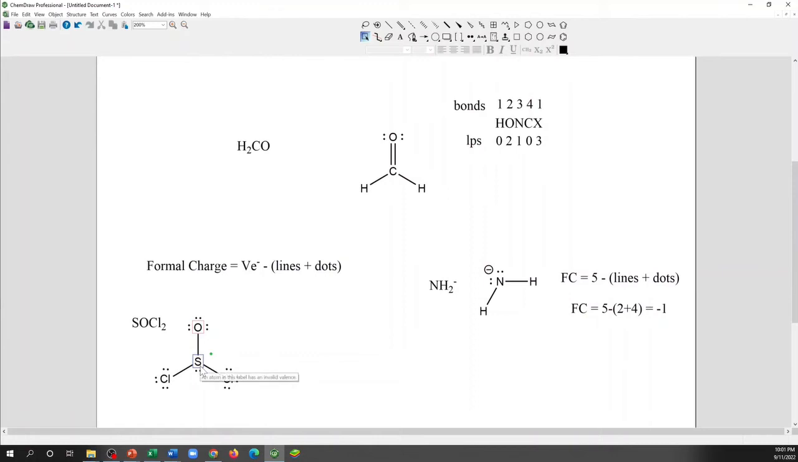Okay, sulfur has 6 valence electrons from the periodic table, and currently it has a total of 3 lines and 2 dots. So the 6 minus 5 gives me a positive 1. So I'm going to go ahead and dump a positive 1 formal charge on the sulfur, and you're actually going to see that the red box goes away. Oxygen has 6 valence electrons as well, and I have given it a total of 7 lines and dots, so the oxygen 6 minus 7 is a negative 1. And this right here is a correct Lewis structure for thionyl chloride.